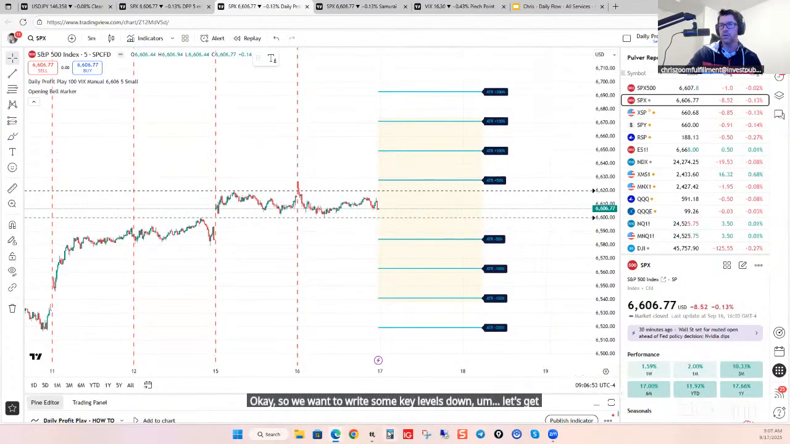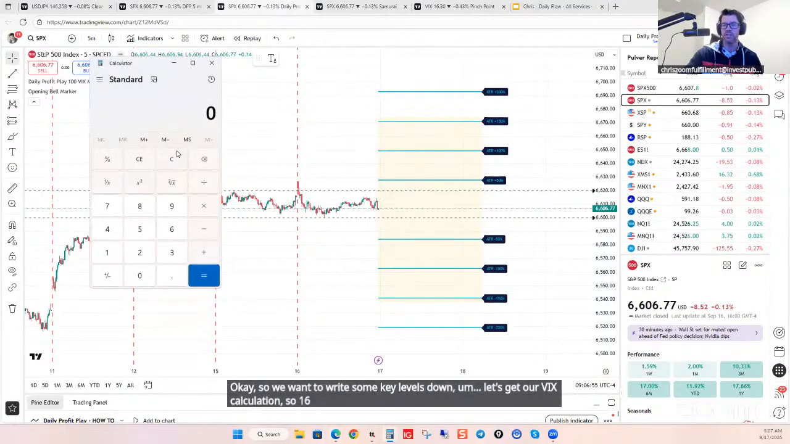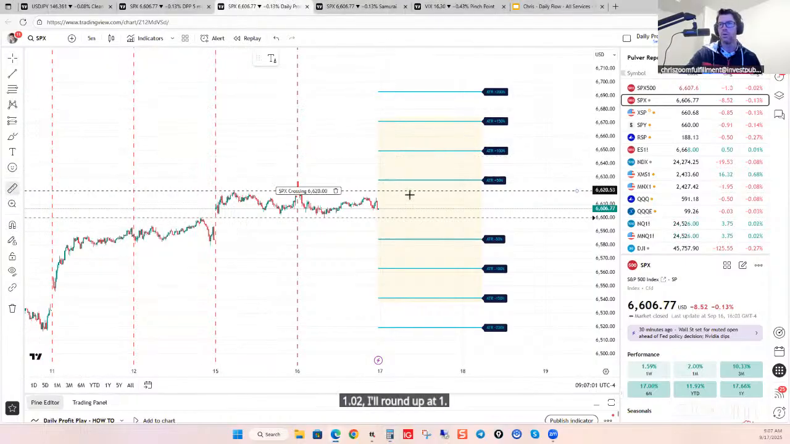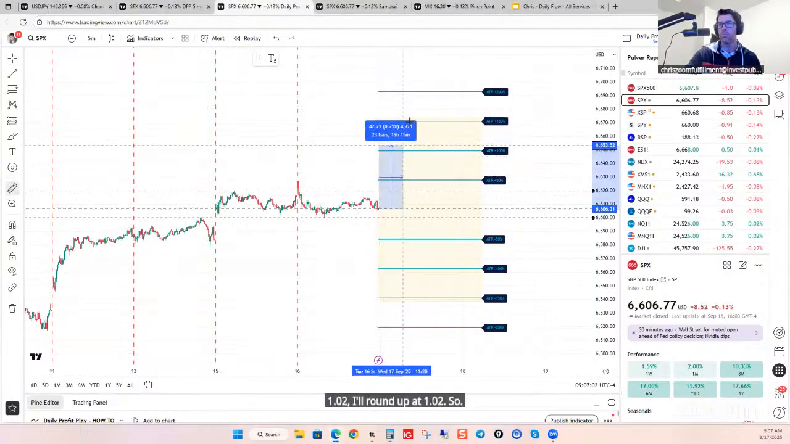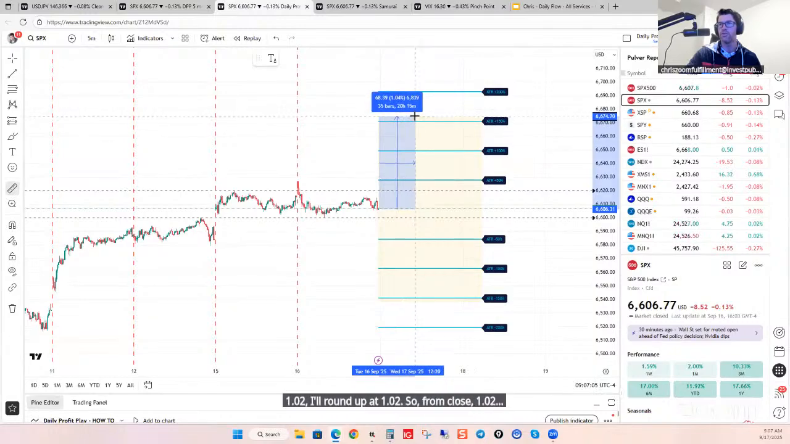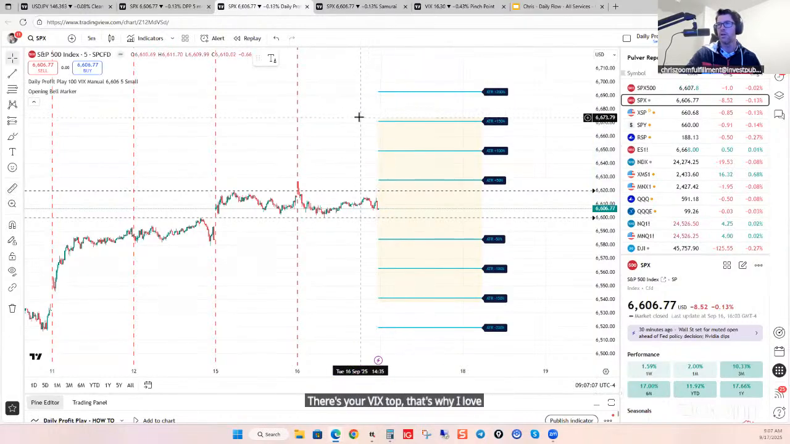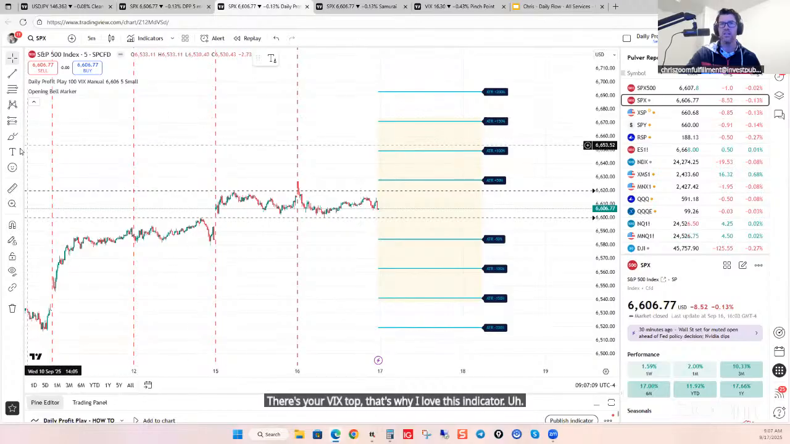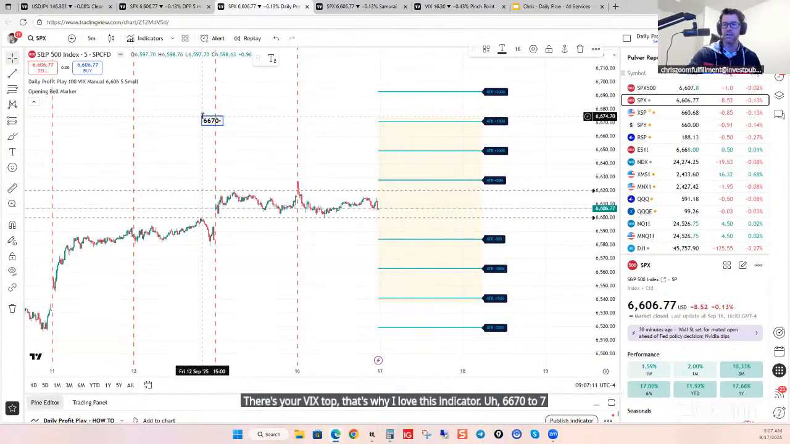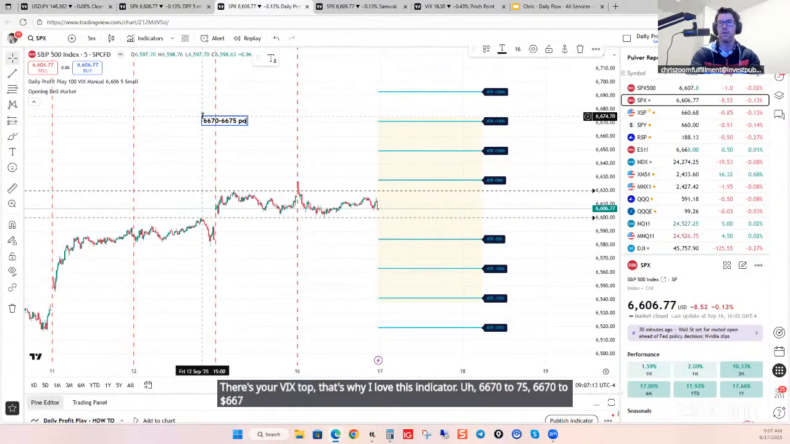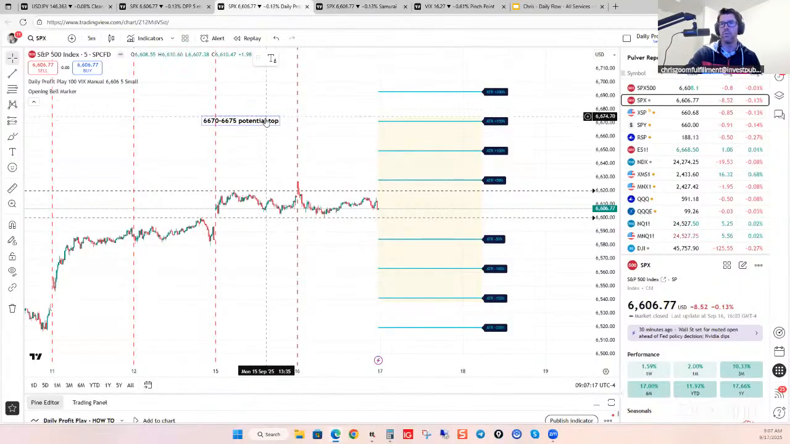Let's get our VIX calculation. So 16.3, that's going to put us just over 1%. 1.02, I'll round up at 1.02. So from close, 1.02, there's your VIX top. That's why I love this indicator. 6670 to 75, 6670 to 6675. Potential top.